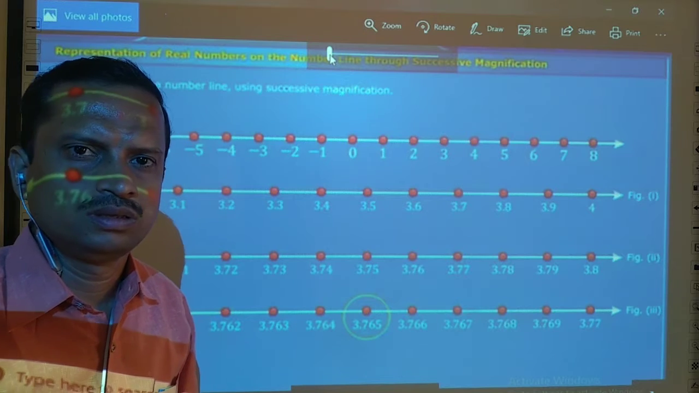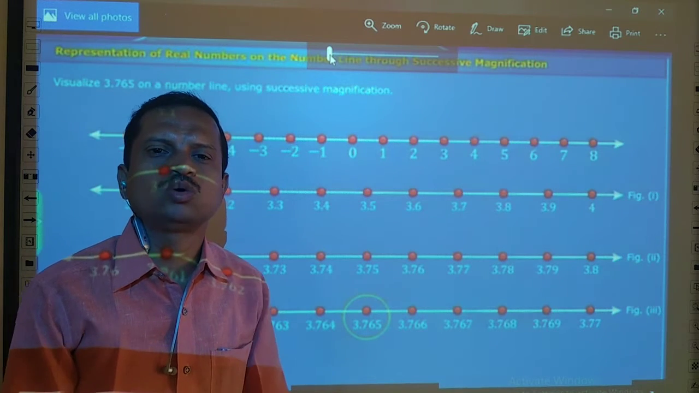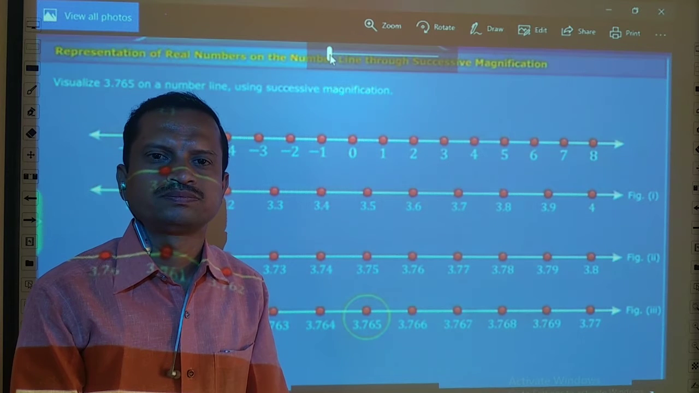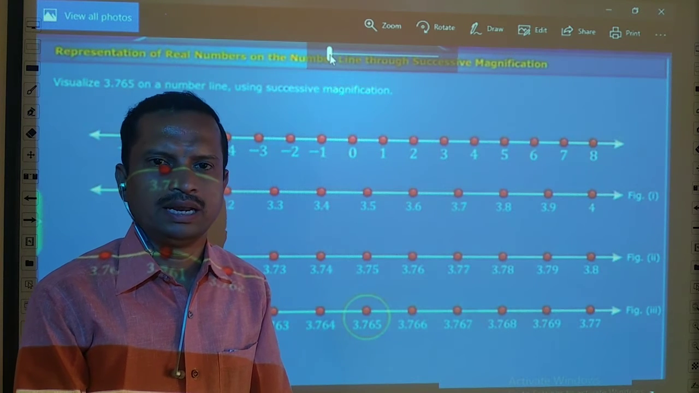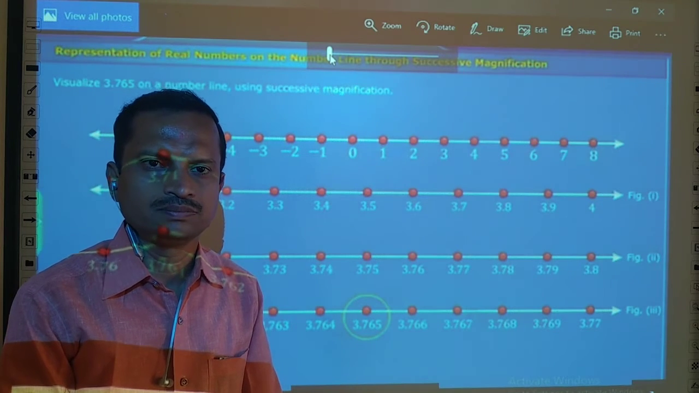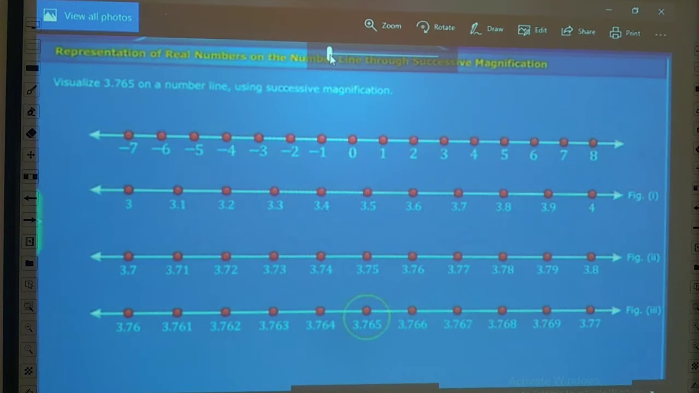And now you see how to visualize a given decimal expansion on number line. It is nothing but the location of the decimal number. You see how. Representation of real numbers on the number line through successive magnification. This is exercise 1.4 for you.